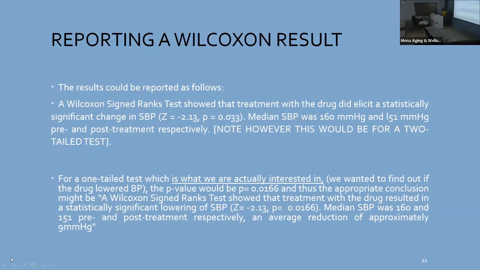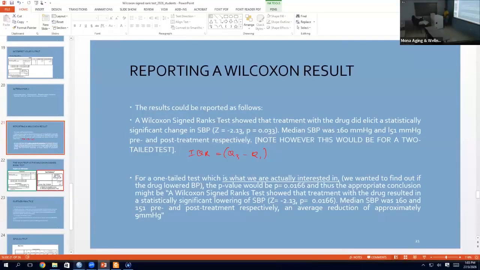Okay, I need to say something else. So remember when we're reporting the medians, we need to report a measure of spread. So the median is the central tendency. We need to report a measure of spread. So this is actually lacking in IQRs. And in determining the IQRs, you'll need to use the same descriptive table. So you'd add the IQR to the medians here. And remember that your IQR is Q3 minus Q1.